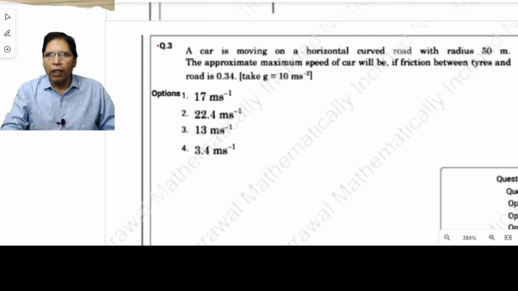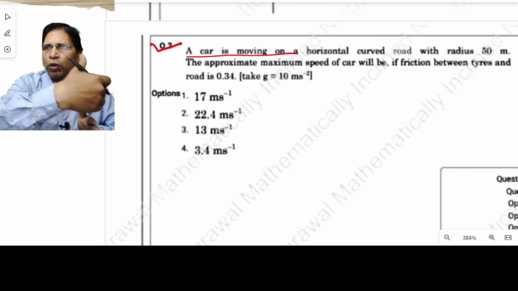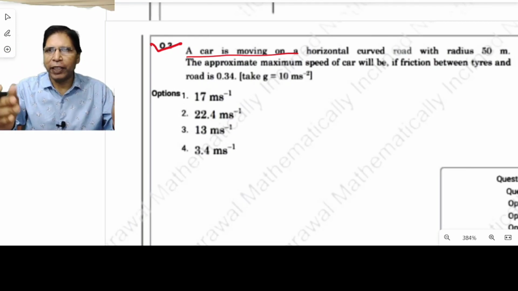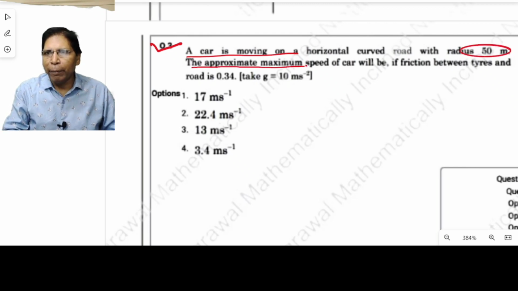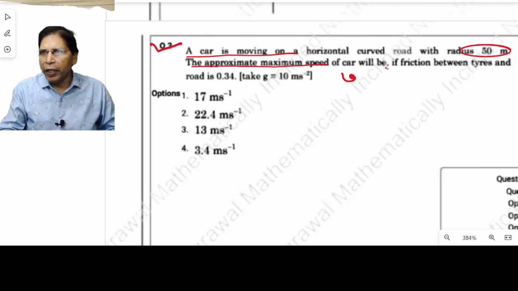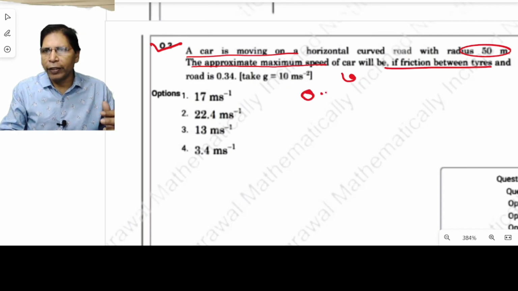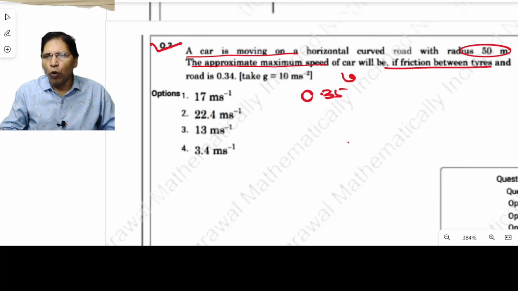Now question number 3. A car is moving on a horizontal curved road with radius 50 meter, so r equals 50 meter. We have to calculate the approximate maximum speed of the car, if the friction coefficient between the tire and road is 0.35.